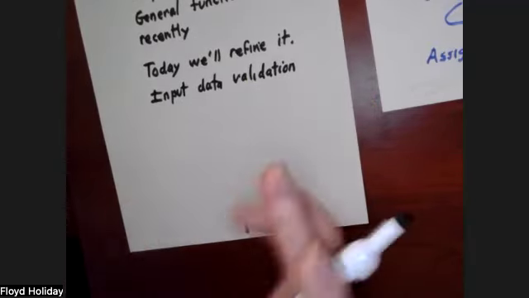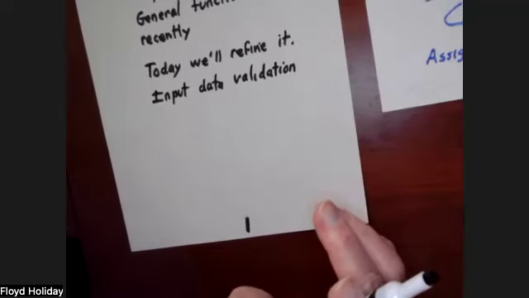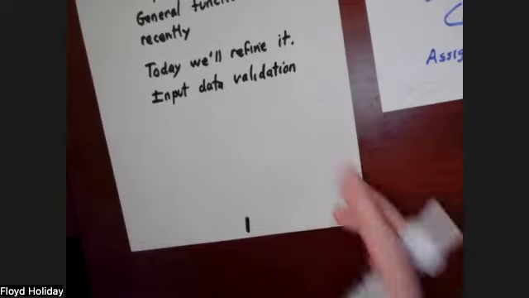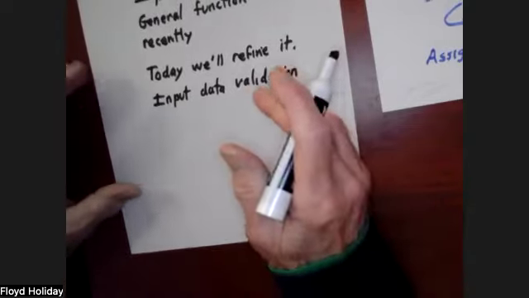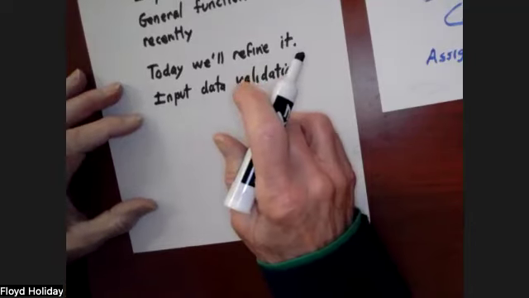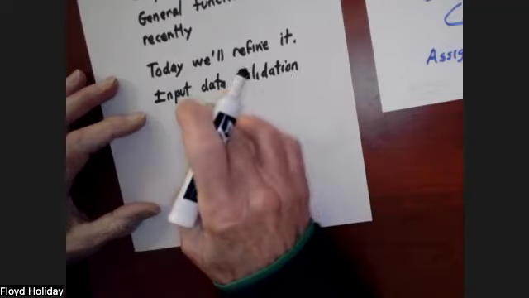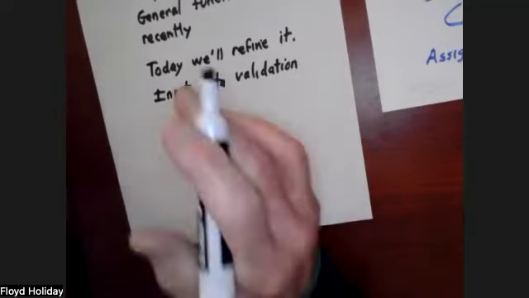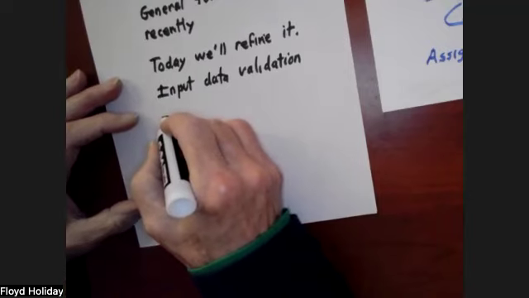The world is full of bad people who want to break software. There's digital thieves and there's physical thieves. So good commercial software implements data validation everywhere. We want to imitate that and do the same thing.